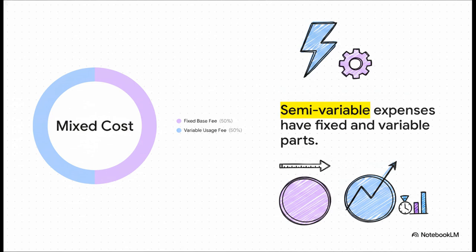Notice how there are two distinct slices to this expense. To properly budget, you have to mathematically separate this mixed cost into its distinct fixed and variable pieces, so our rules of constants can actually be applied.